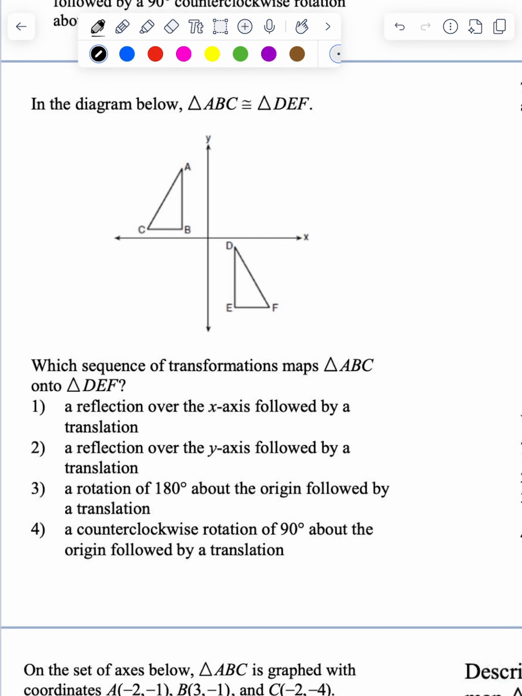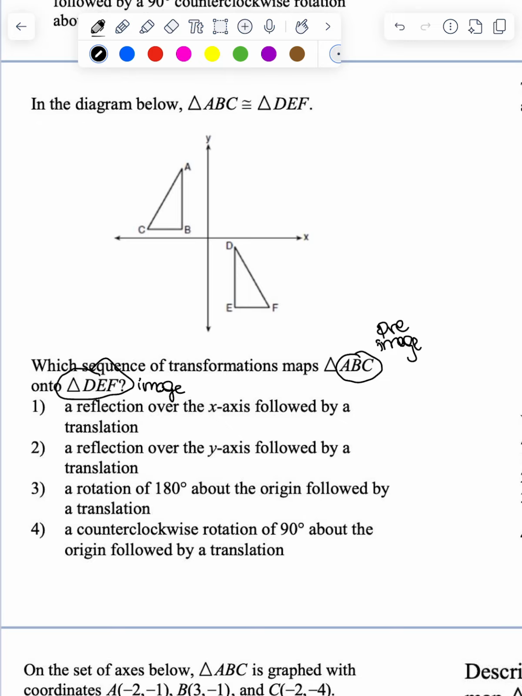Over here, we have triangle ABC is congruent to triangle DEF. And we're finding which sequence of transformations maps triangle ABC, so triangle ABC is the pre-image before the transformation, onto triangle DEF. So triangle DEF is the image. So we're going from ABC to DEF. So once again, I'm going to do the same thing that we've been doing. I'm going to go answer choice by answer choice, and I'm going to stop when I find one that works.